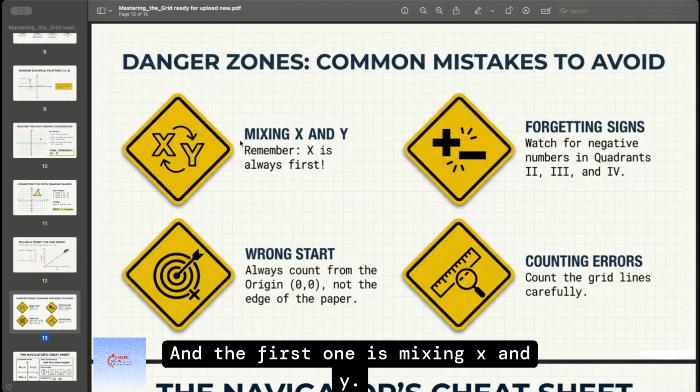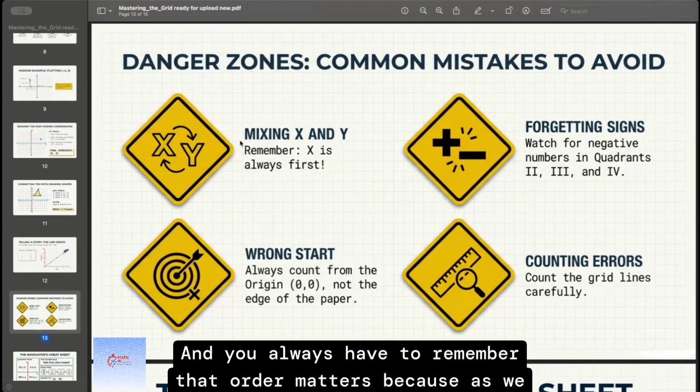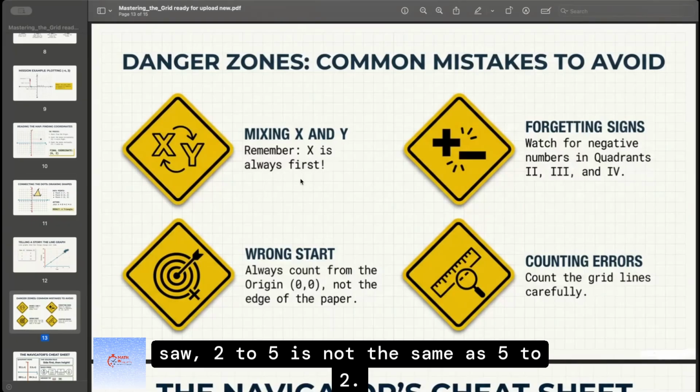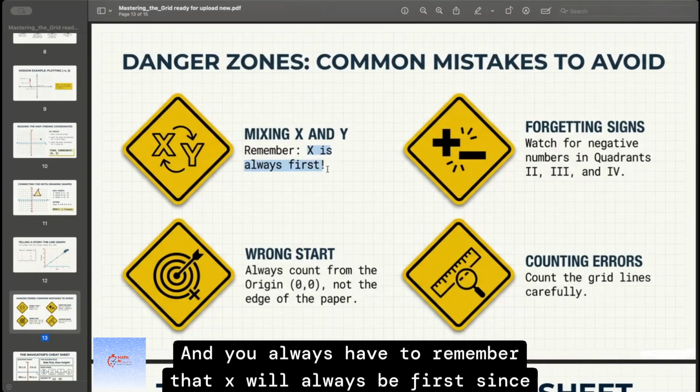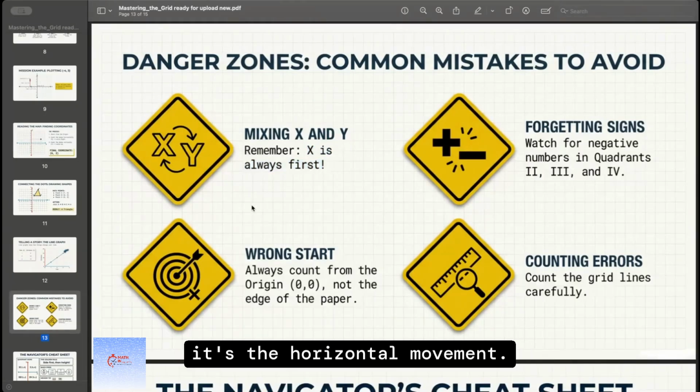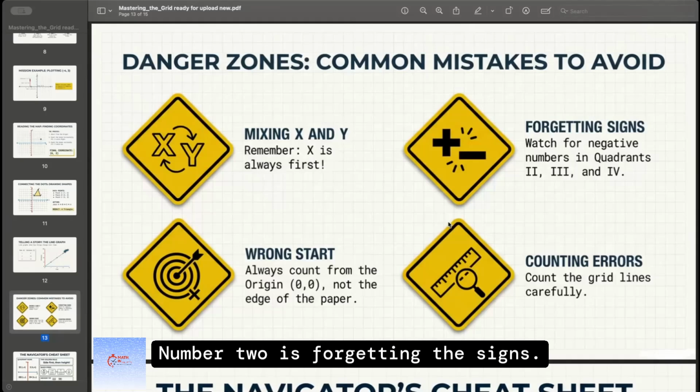And the first one is mixing x and y. And you always have to remember that order matters because as we saw, 2, 5 is not the same as 5, 2. And you always have to remember that x will always be first since it's the horizontal movement. Number 2 is forgetting the signs.